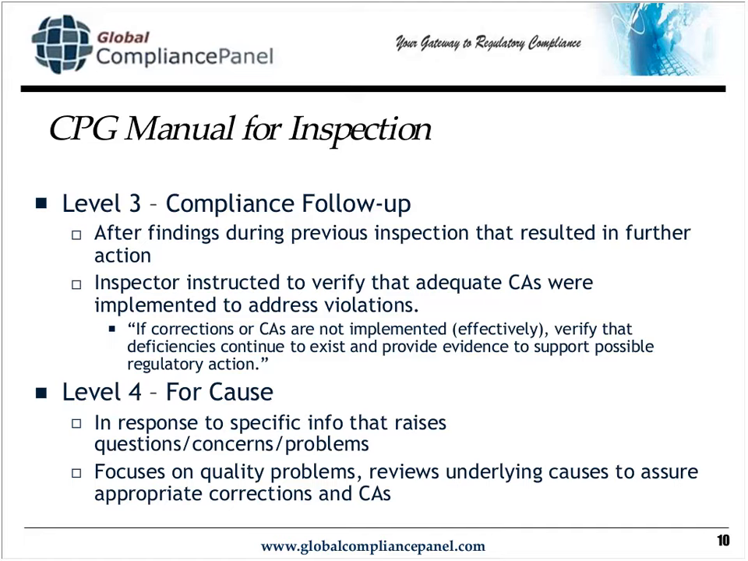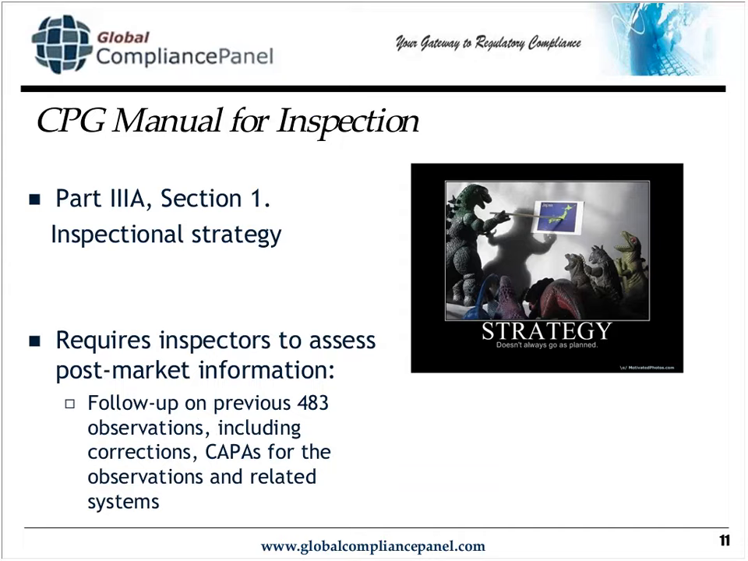During this inspection, they're not going to look at your production and process controls. They're going to specifically look at the reason that brought them there, the document that brought them there. The CPG manual in Part 3A, Section 1, inspection strategy, requires the inspectors to look at post-market information. So when they come to visit your firm, they're going to look at previous observations, and as previously, they're going to look at corrections and corrective actions for the observations that they cited you for.